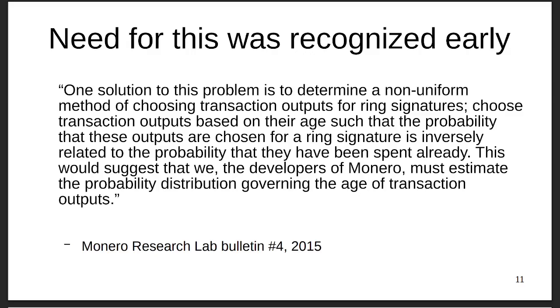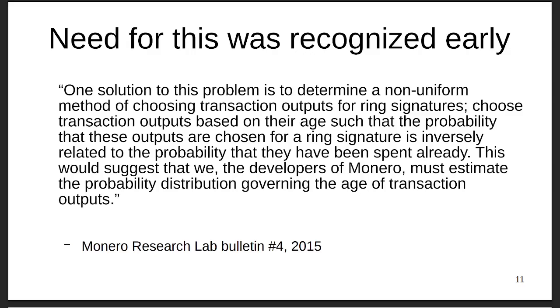The need for matching the real spend age behavior of users was recognized early. Remember, Monero's first block was mined in 2014. In a Monero Research Lab bulletin released in 2015, researchers said, quote, "One solution to this problem is to determine a non-uniform method of choosing transaction outputs for ring signatures. Choose transaction outputs based on their age such that the probability that these outputs are chosen for a ring signature is inversely related to the probability that they have been spent already. This would suggest that we, the developers of Monero, must estimate the probability distribution governing the age of transaction outputs."